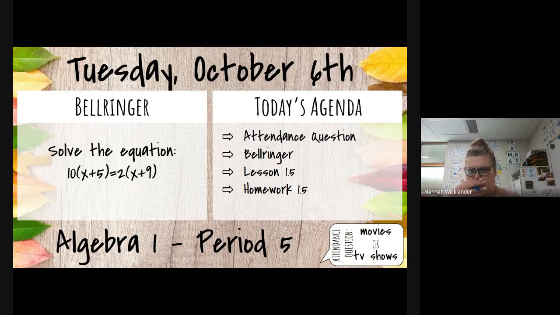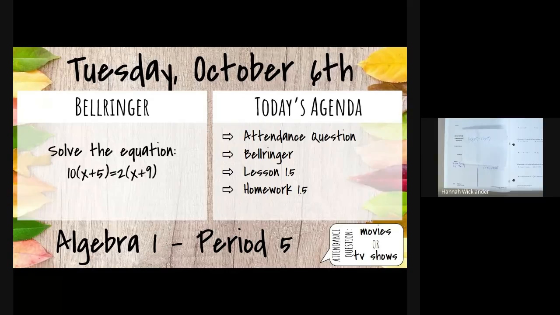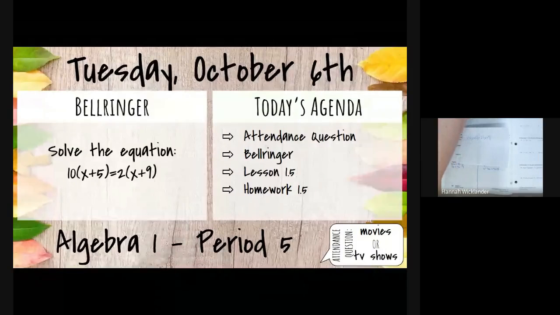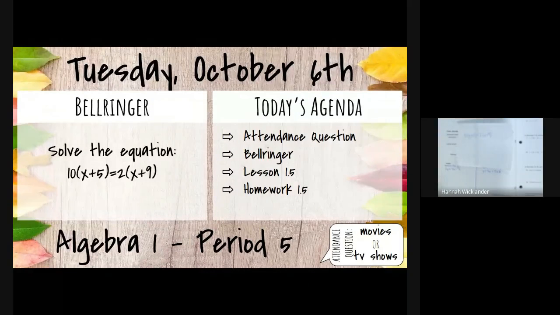We're going to do the bell ringer first. So we have: solve the equation 10 parentheses x plus 5 equals 2x plus 9. We're going to solve this one to get the x's on one side of the equation and the numbers on the other so that we can solve for x. So you should see it on the document camera. Let me zoom in.